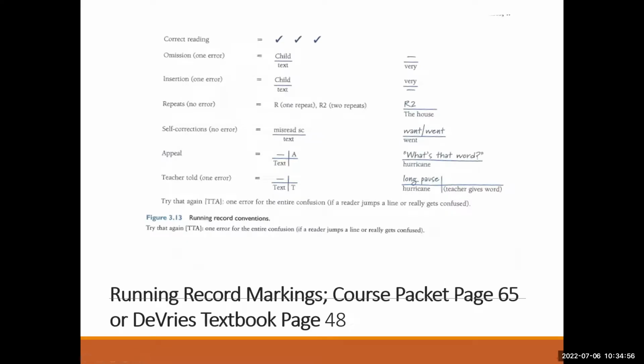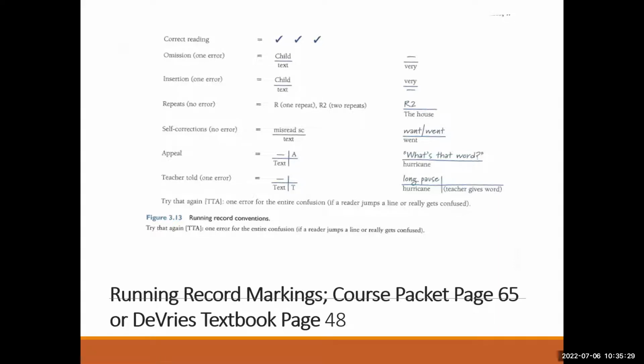Okay, so one of the things that you're going to need to do is learn the markings and what you write down when they're reading. And the thing that's a little trickier about a running record is that every single word they say, you're putting something down on the paper. And so it gets a little tricky. If you're watching this for my class, we have this information in your course packet or your textbook, but I've put it in here so that we can look at it together.